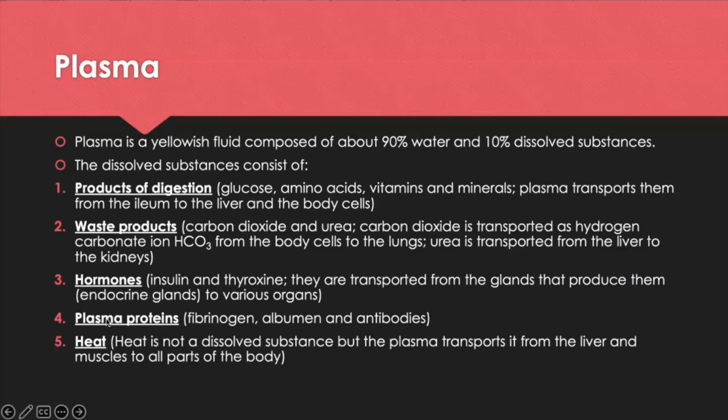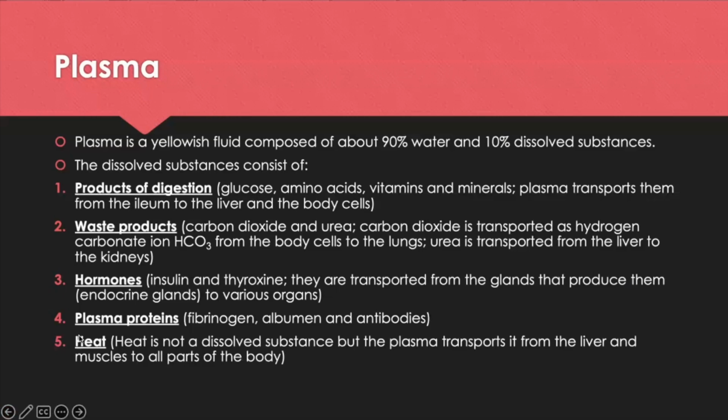In blood plasma, we also have plasma proteins such as fibrinogen, albumin, antibodies, etc. These proteins help in various functions, mainly immunity and other processes.